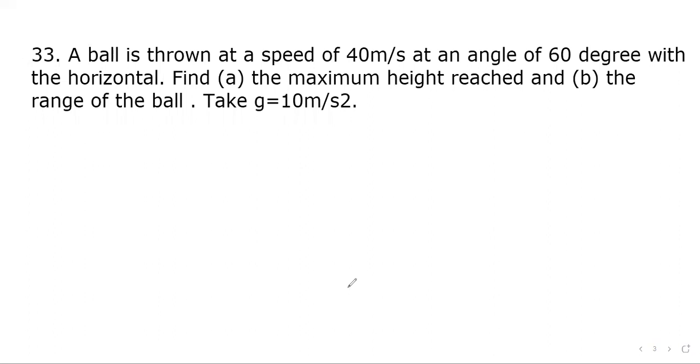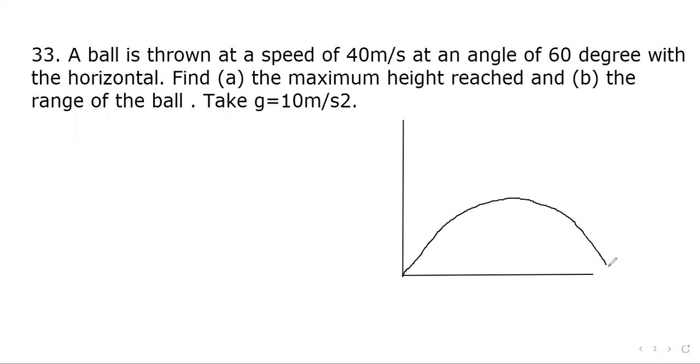Question number 33. A ball is thrown at a speed of 40 meters per second at an angle of 60 degrees with the horizontal. Find the maximum height reached and the range of the ball. So the question is simple. The ball is projected like this. This angle is given.